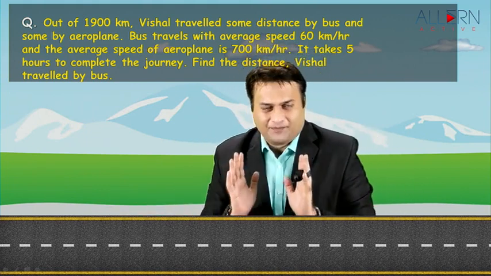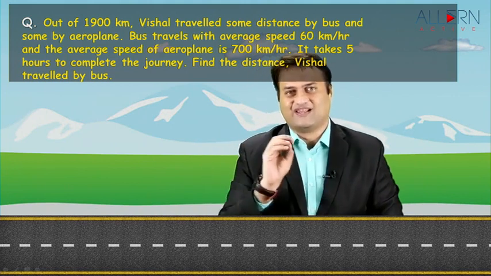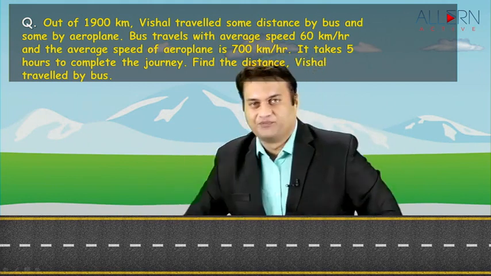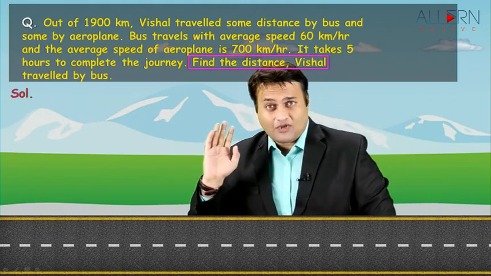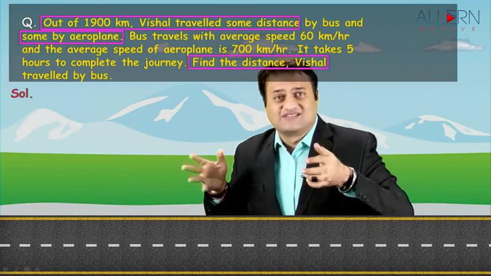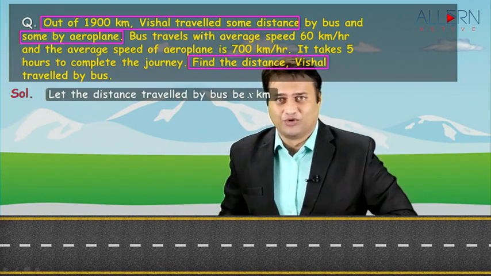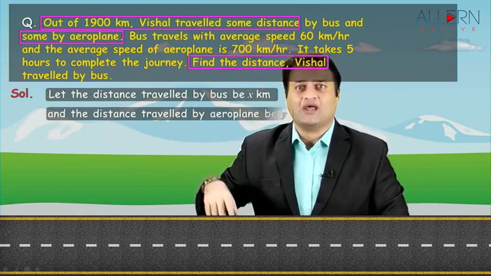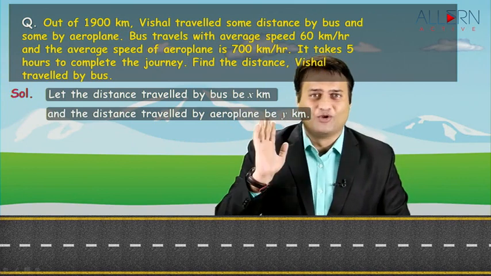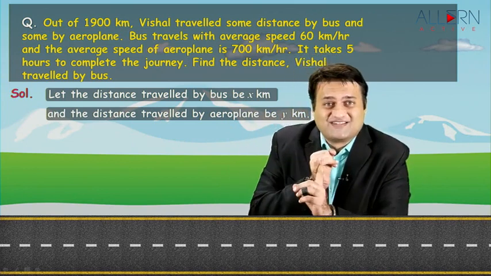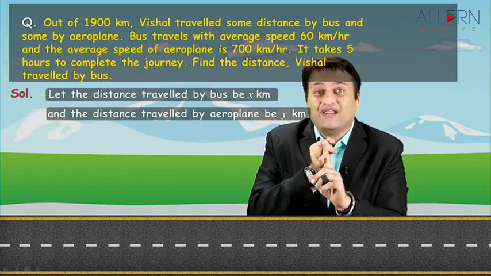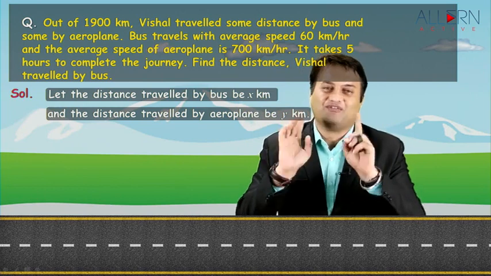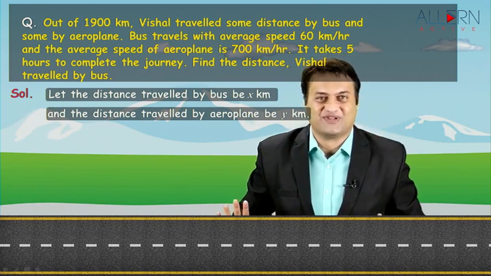Let's go step by step. There are two things. There is a bus, there is an aeroplane. Speed is already given to us. Now let's form the equation. Let's see how. The question is, Vishal travelled some distance by the bus and some by the aeroplane. So let the distance travelled by the bus be x kilometers because it is asked, and let the distance travelled by aeroplane be y kilometers, right? So distance is assumed. Speed, as we all can see, is already given. So what remains? Time. So in this sum, we know that we are supposed to use the formula for time. As simple as that, right?